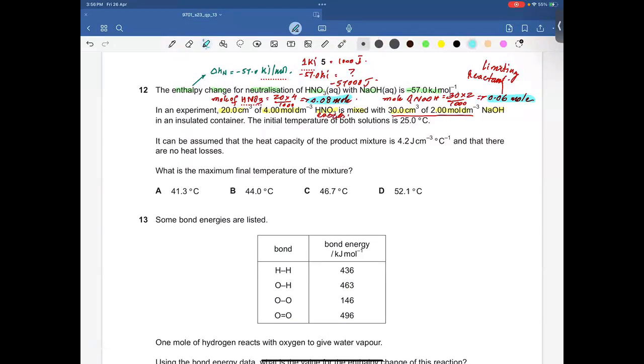The initial temperature of both solutions is 25 degrees Celsius. So I've got T1 from here, but obviously so far I didn't get the value of T2, which I need to find out. So we need to find out the final temperature, that is T2. We need to find out, okay? It can be assumed that the heat capacity of the product mixture is 4.2 joule centimeter inverse centigrade inverse, and that there are no heat losses.